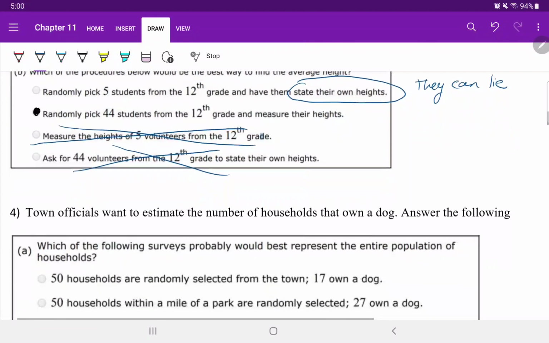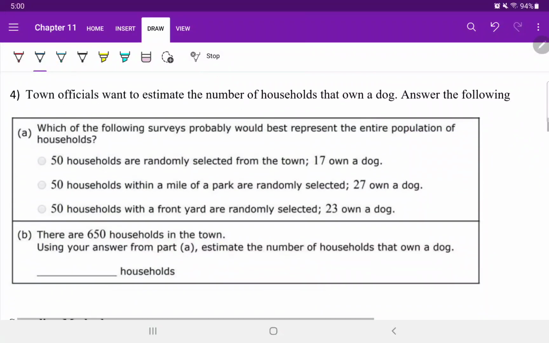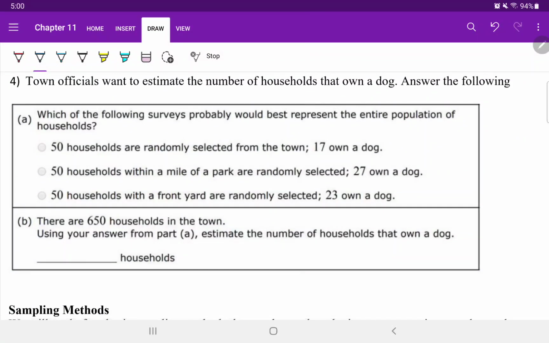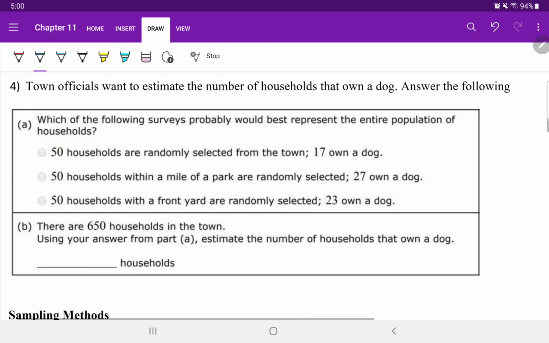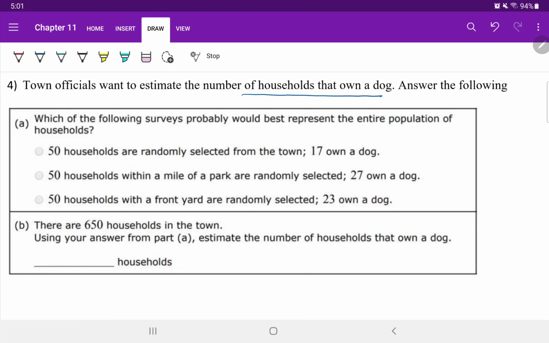Let's move on to number 4. Now, number 4 says town officials want to estimate the number of households that own a dog. Answer the following. Look at A. You can pause the video and try it on your own first, and then see what the best answer is. And then you can do the same thing for B. Or if you're unsure, you can just play the video out. So give it a try.